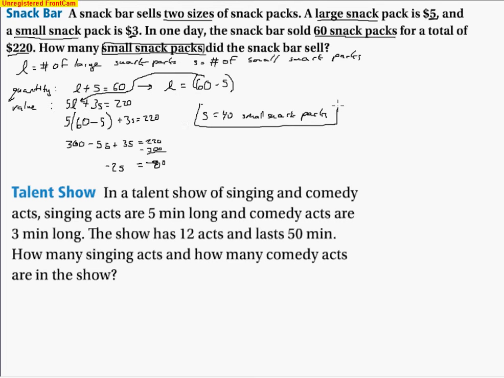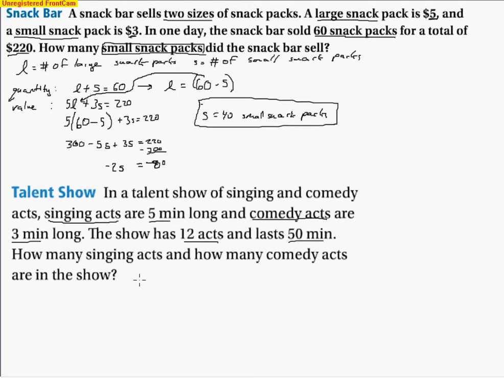So let's take a look at another problem, very similar. It talks about a talent show. In a talent show, we have singing and comedy acts. And the singing acts are 5 minutes. And comedy acts, well, those are 3 minutes. And the show has a total of 12 acts, which last for 50 minutes.